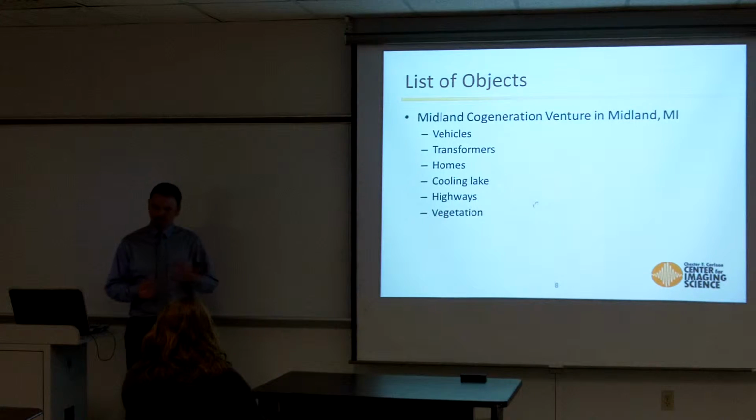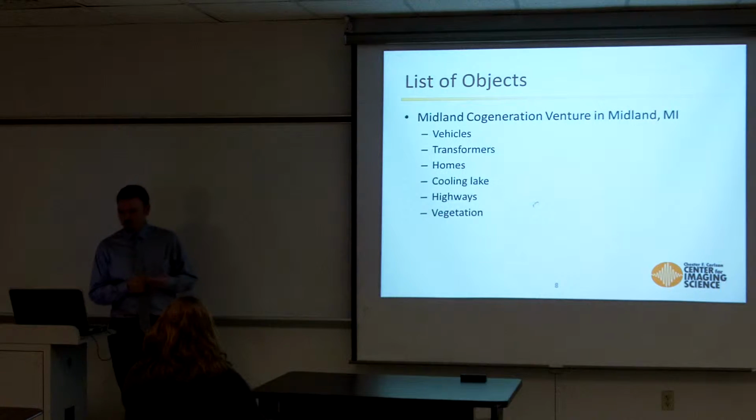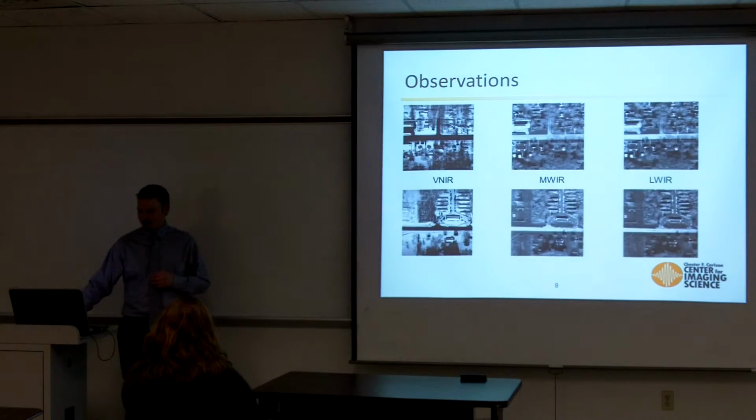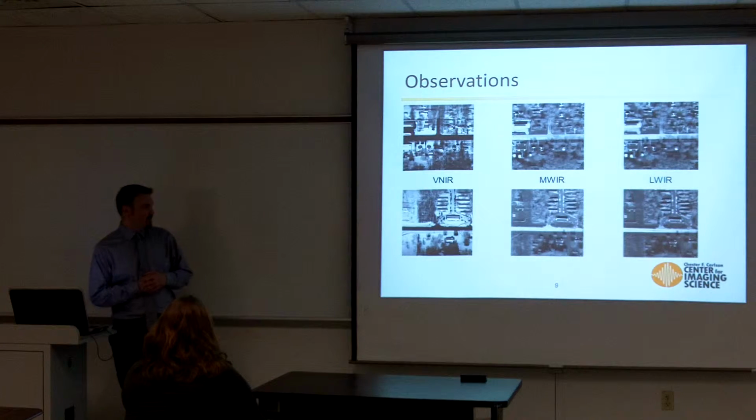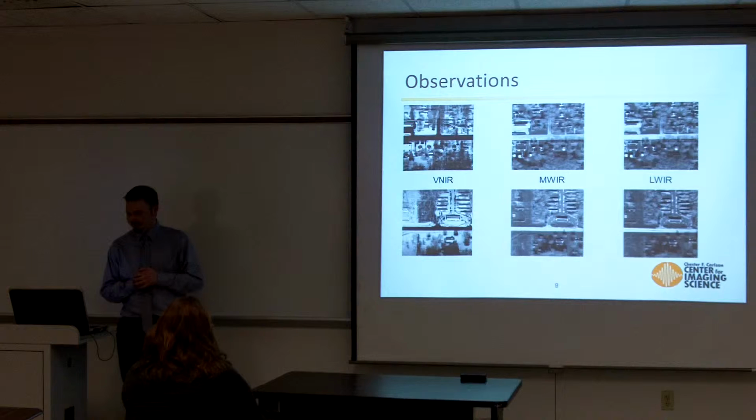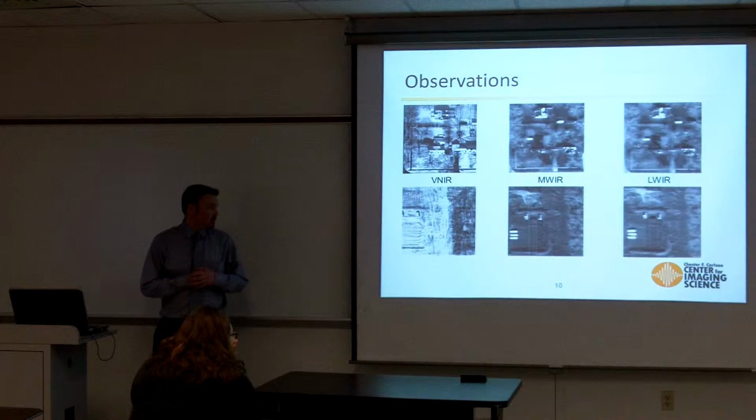So the WASP observation I was looking at was the Midland Cogeneration Venture. It's in Midland, Michigan. There's various sources, such as vehicles, transformers, homes, cooling lake, highways, vegetation. And this really provided a variety of thermal observations and discrete objects that I could find. So here's 3 examples from the observations in the visible, mid, and long. 2 observations broken down through the different wavelengths, and you can see visually that there are some differences. Zoomed in, we can get even closer to see certain features are more prominent in some wavebands than others.